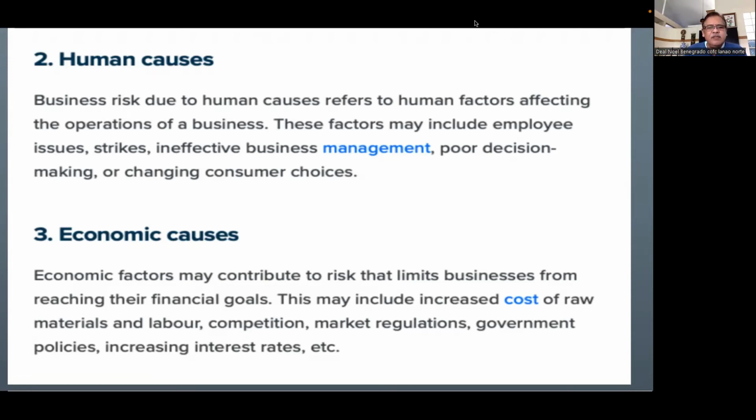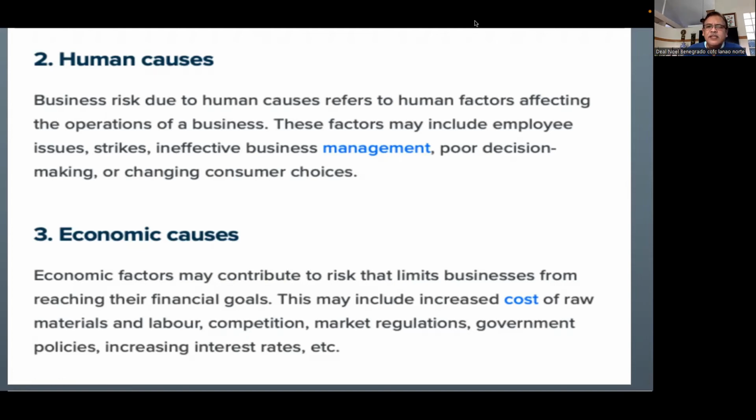Factors that are sometimes beyond our capacities. Kasi national in scope siya. Inflation rate, interest rate, exchange rate, depreciation of the peso, recession, ang presyo ng oil. We don't have control on all these things. And these are economic in nature. The price of the materials that we will be using, competition, market regulation, and new government policies.